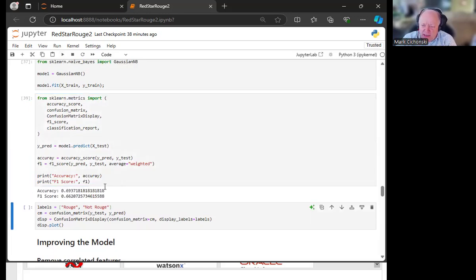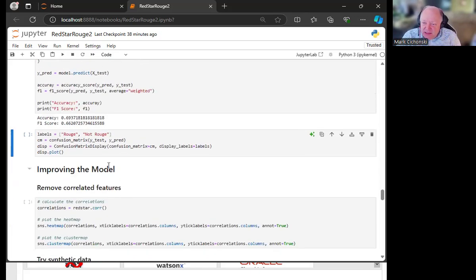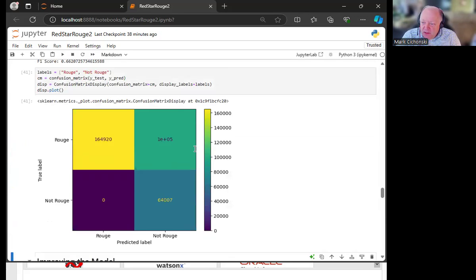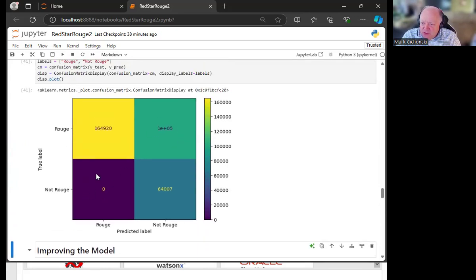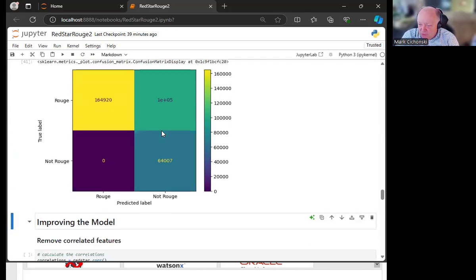And you can see here we get about a 69% accuracy and a 66% for the F1 score. In this particular case, that's okay. It's not wonderful, it's not great, but for a first go around, it's not too bad. When we look at the confusion matrix, it shows us these are the errors. In this case, the model predicted 164,000 were rogue and predicted correctly. These are the incorrect ones. And then not rogue, it's 64,000 versus this very small number here that it predicted wrong.